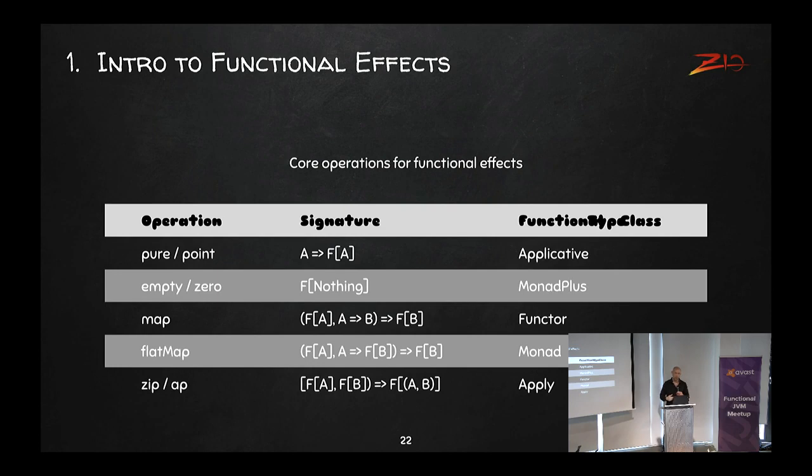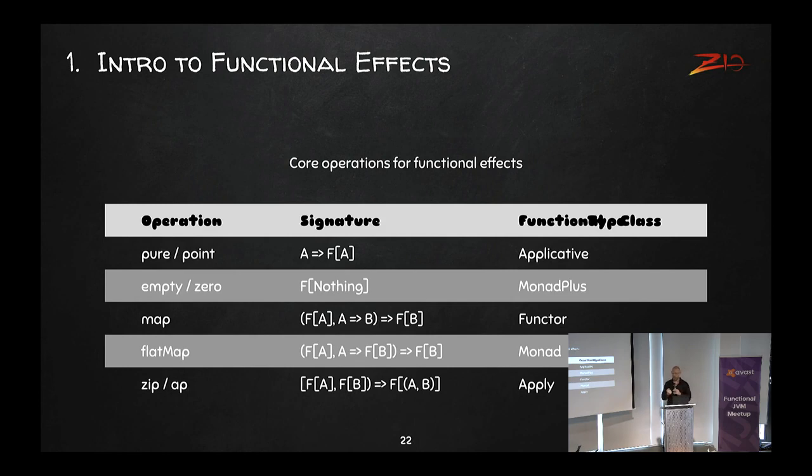The pure or point operation from applicative gives you the ability to take an A and lift it up into your functional effect system. It's the equivalent of returning a value inside your functional effect. It's the sum constructor in option. It's the list singleton constructor in list. It's the future.successful in future, and so forth. Empty or zero, some types have this notion of an empty or failure type.